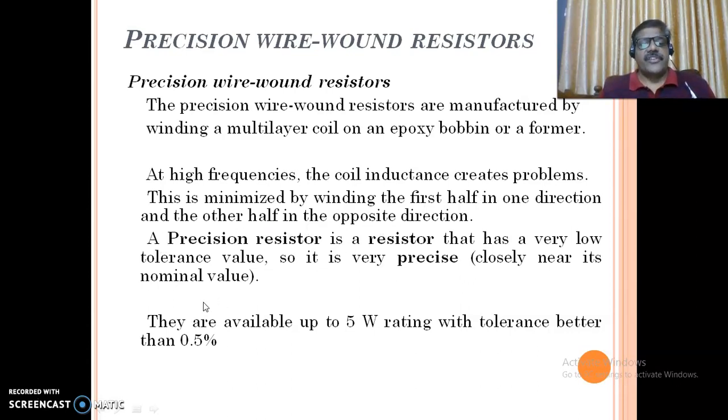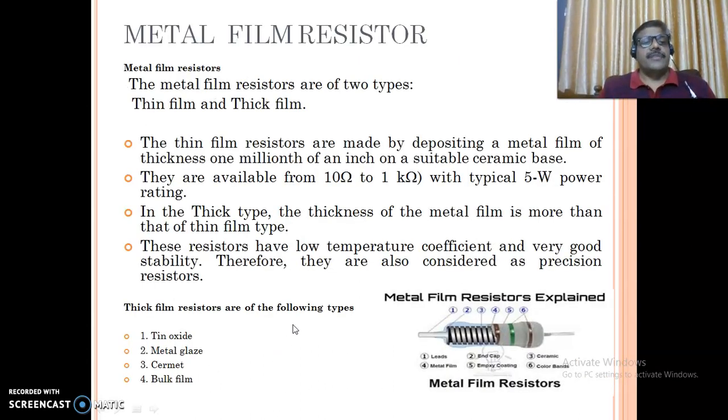The precision resistor is a resistor that has a very low tolerance value, so it is very precise, closely near its nominal value. Precision resistor has a quality which shows closely near its nominal value. Resistance value is very, very close. There is no further tolerance allowed. They are available up to 5 watt rating with the tolerance better than 0.5%. Now metal film resistors.